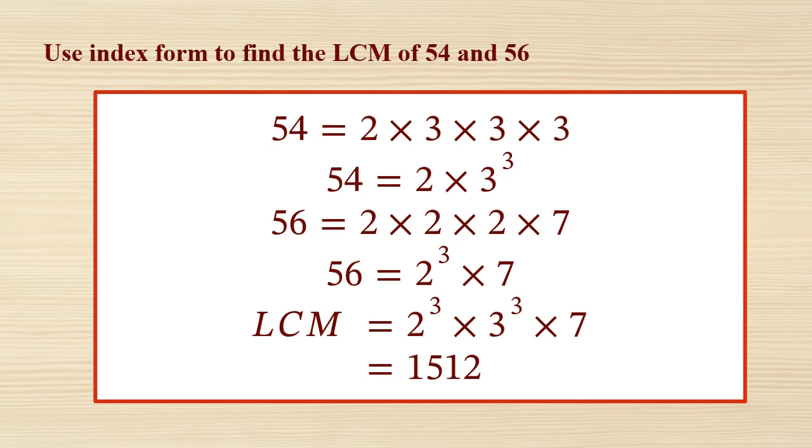So the LCM is 2 raised to the power of 3 multiplied by 3 raised to the power of 3 multiplied by 7, which is equal to 1512. So the LCM of these two numbers, 54 and 56, is 1512.